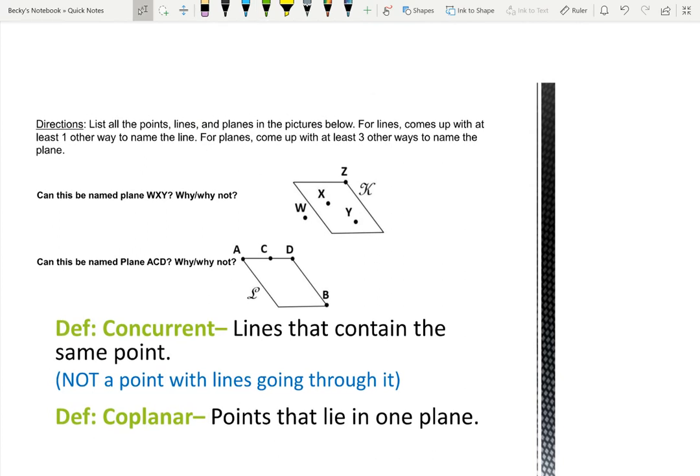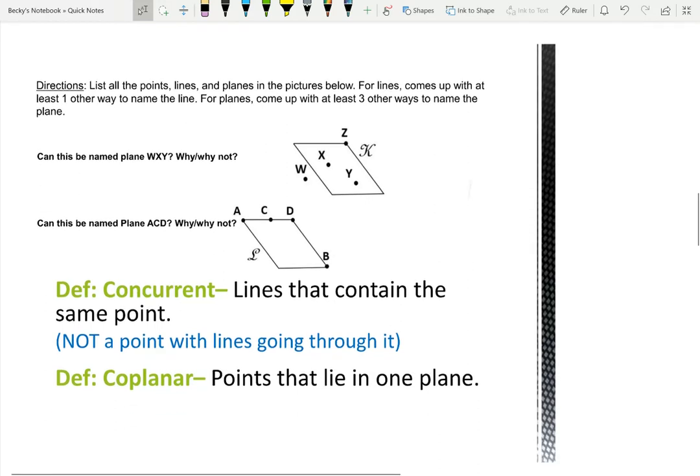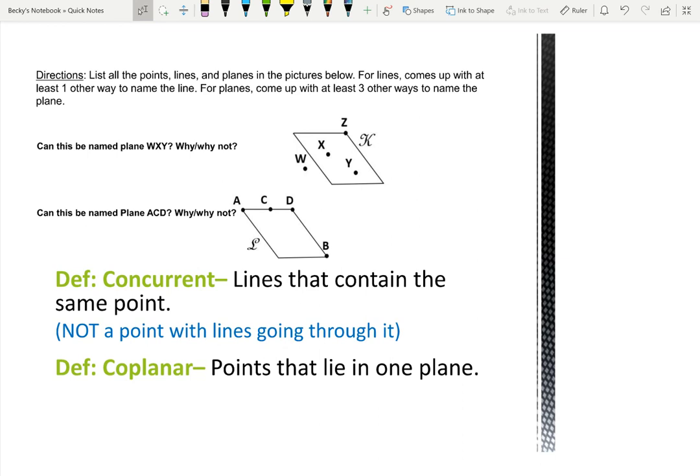List all the points, lines, and planes in the picture below. For the lines, come up with... okay. So can you name the plane WXY? All right, so let's look at the points. WXY.